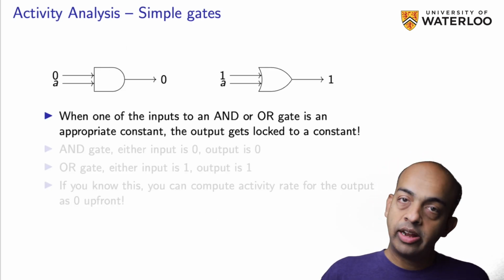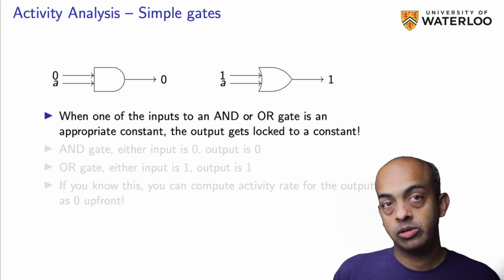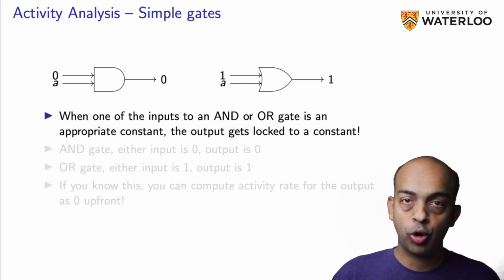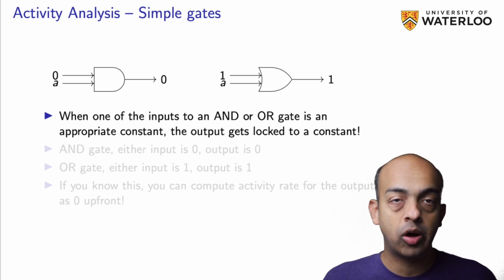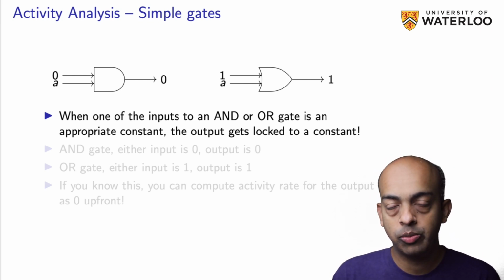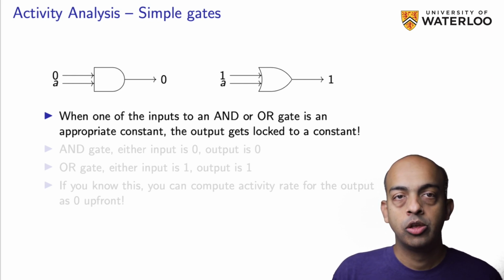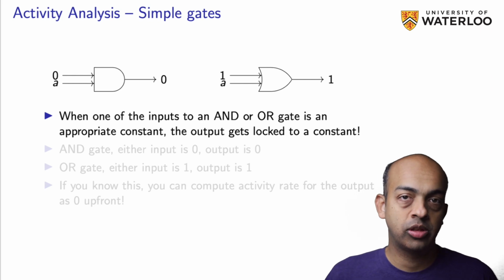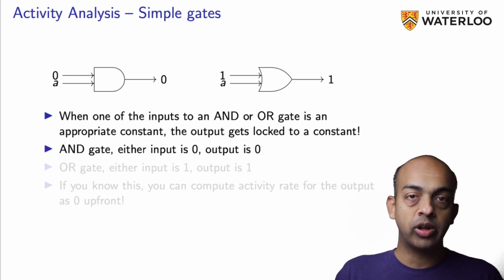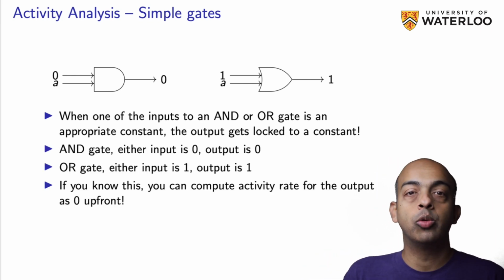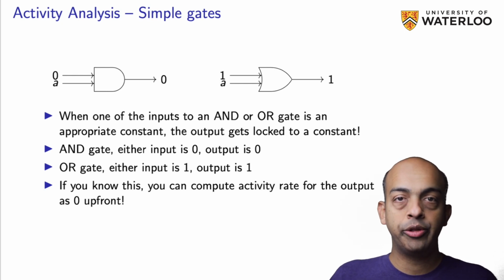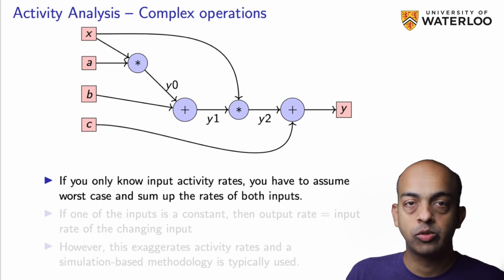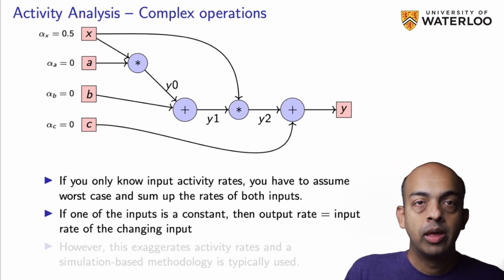If you have AND gates and OR gates where one of the inputs, the controlling input, is the right value, there's no activity in the output, right? Even if one of the other inputs is a variable. So for example, if you AND with a 0, the output is a 0. If you OR with a 1, the output is a 1. So since you can prove that the outputs are going to be constants, you can compute the activity rate on these signals upfront. Right? So let's take an example with our AX squared plus BX plus C circuit.